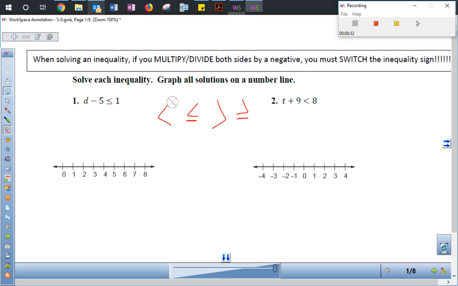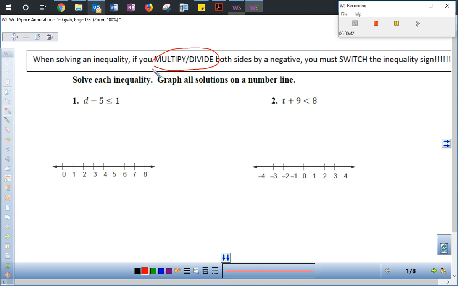So we are going to talk about how to solve inequalities. So notice at the top of your page in a box it says when solving an inequality, if you multiply or divide both sides by a negative number, you must switch the inequality sign. So just keep that in mind when we start to solve these inequalities.